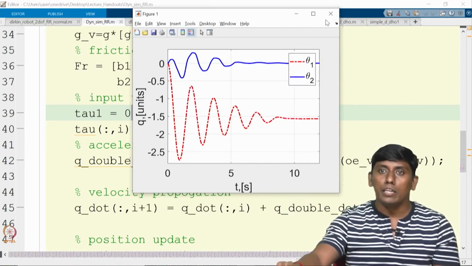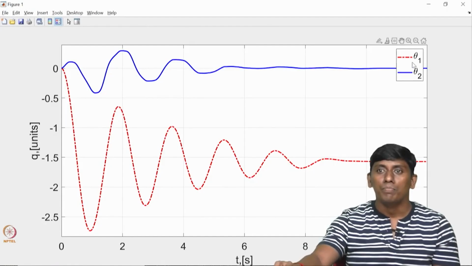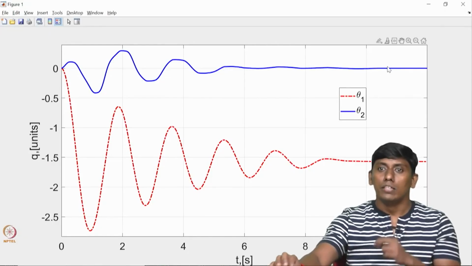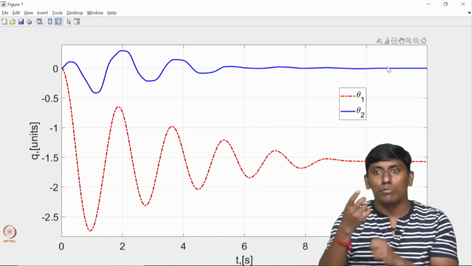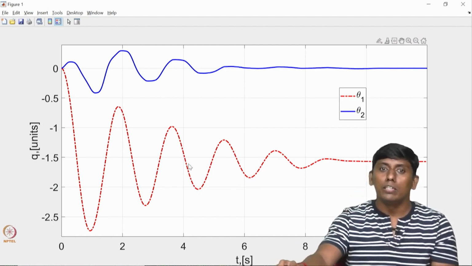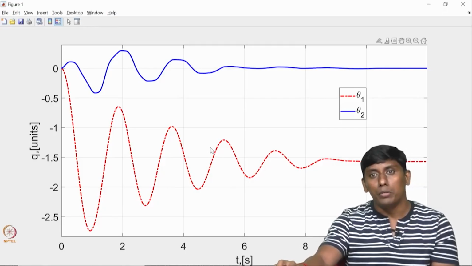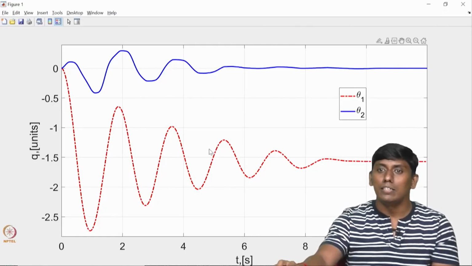Now if you see the plotting option also, you can see that initially it starts from 0, but due to gravity it starts to oscillate, and it ends with 0 for theta 2, because theta 1 and theta 2 are collinear. That is why theta 2 is 0, and theta 1 is minus 1.57 something, which is equivalent to pi by 2, which in degrees is 90 degrees.